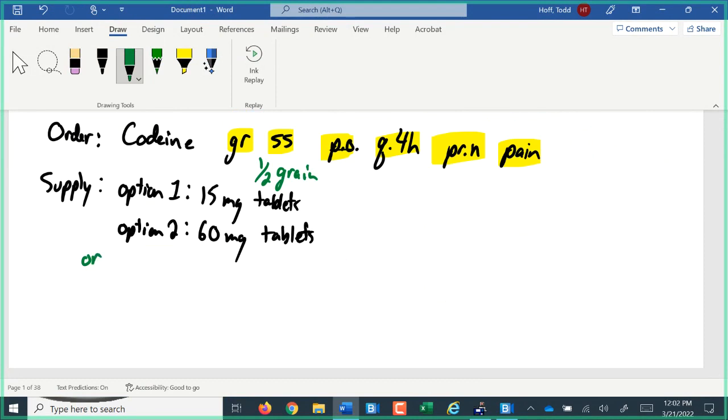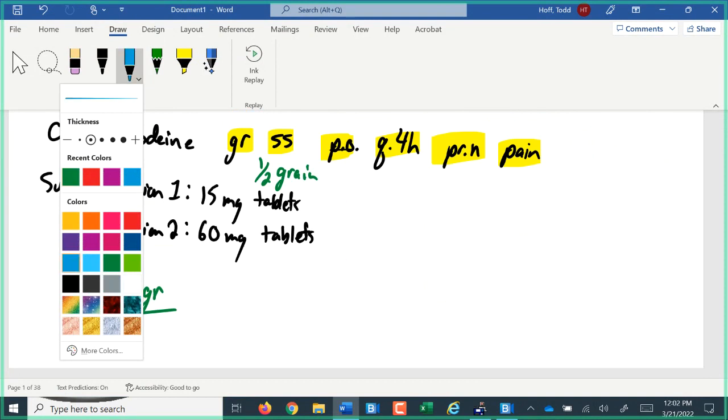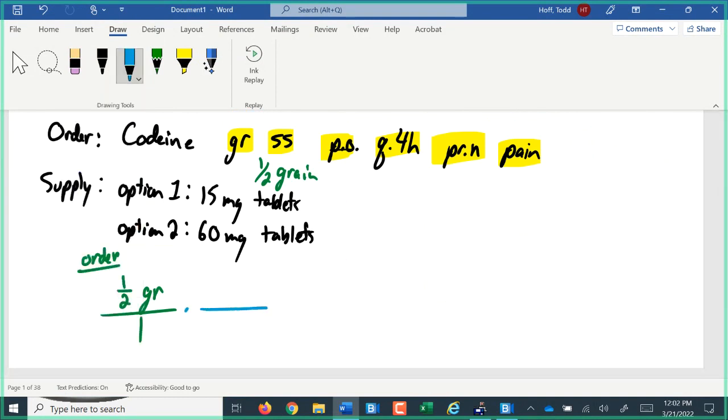So once again, we'll start out with the doctor's order here, which is the 1/2 grain. Put that over 1. Our first step here is going to have to be to get rid of the grain. Grain is on top, so we're going to put grain on bottom. And we have an equivalency telling us that 1 grain is approximately 60 milligrams.